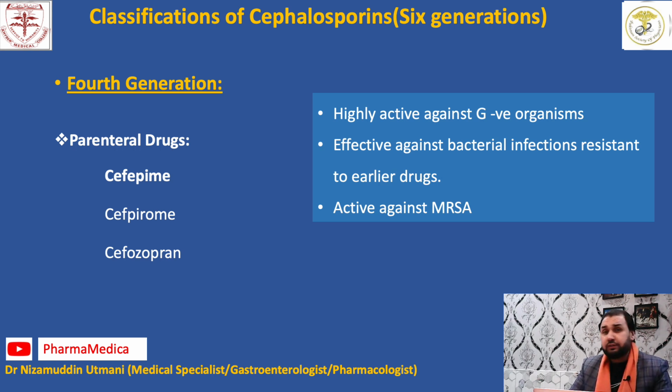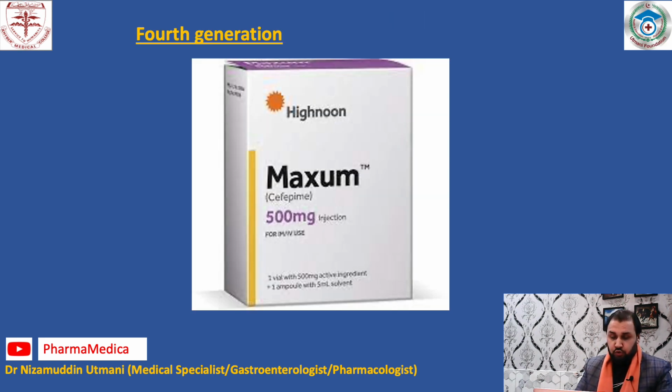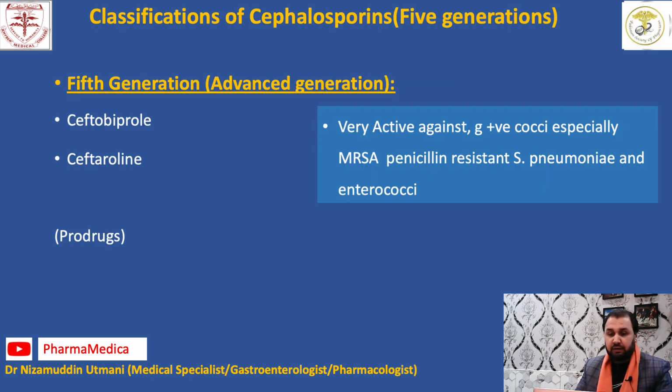And the fourth group is the fourth generation, in which we have one drug. The cefepime is the most important one. The cefirome and the cefazolin are the two other drugs, but cefepime is the only drug which is available in the market, and it's a very good drug against the gram-negative. It's a very good drug even against MRSA and MSSA, and even against some gram-positive bugs as well. So we are using cefepime in deep-seated infection, peritoneal infection, genitourinary infection, post-surgical infection, and also in case of MRSA and MSSA.